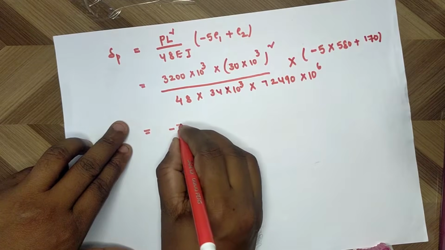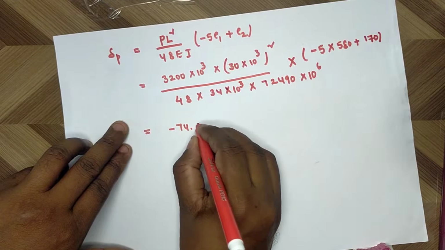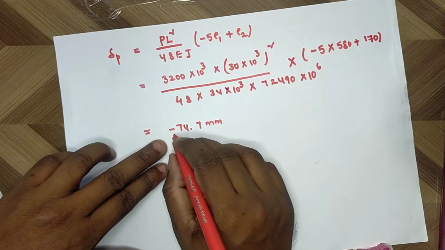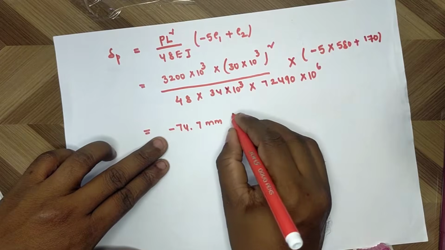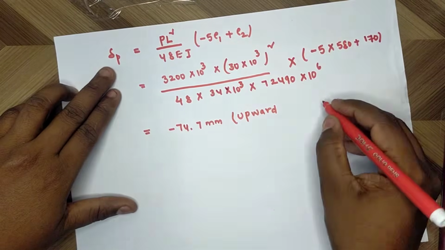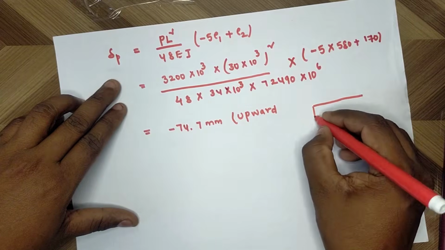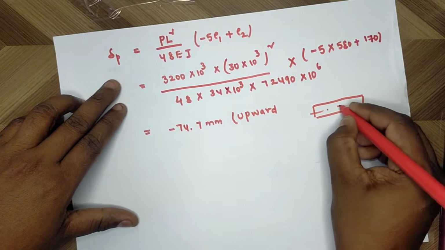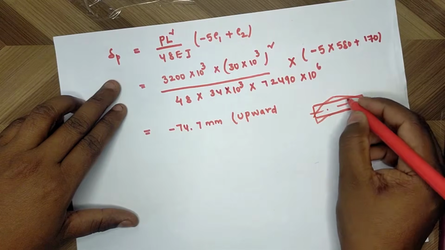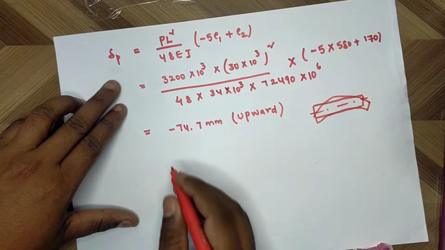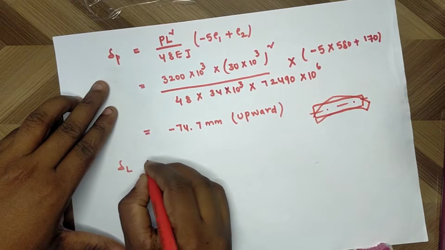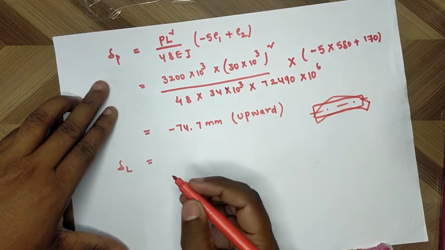By solving all this, deflection is 74.7 mm. Here I am taking a negative. Negative means upward. Generally, when we apply the prestressing force, it will move upward. That's why the deflection is upward, with a minus sign. Next, we need to determine deflection due to both loads.